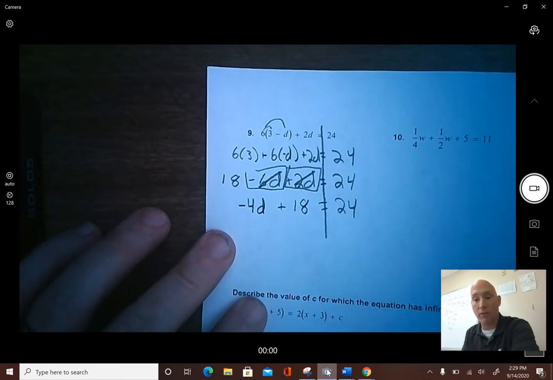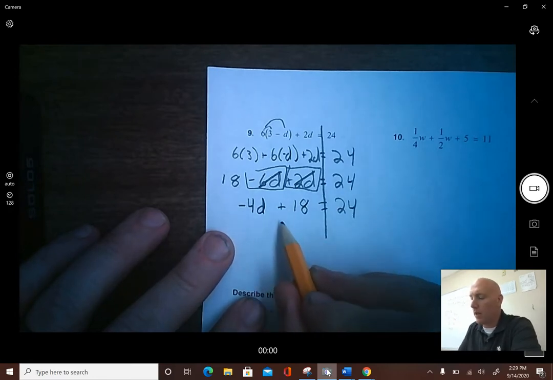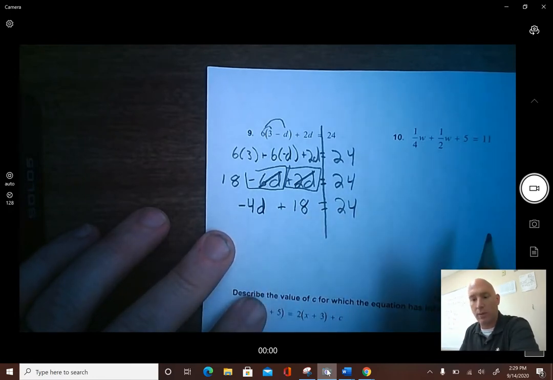Now we're at a problem that we've already looked at. This looks exactly like another number we've done. I don't know off the top of my head. But now do I have variables on both sides? Step 2? No. So I'm done with step 2.